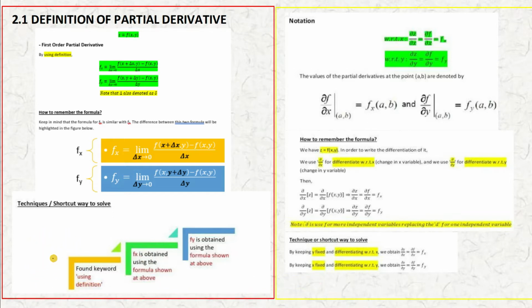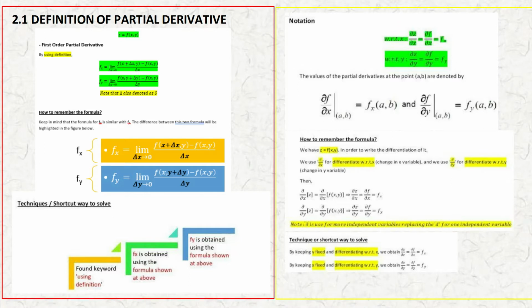Today I want to explain about definitions and notation of first order partial derivatives. As shown by using the definition, we know that we can obtain fx and fy. So we go to how to remember the formula. Keep in mind that the formula for fx is similar to fy. The difference between the two formulas will be highlighted in the figure.